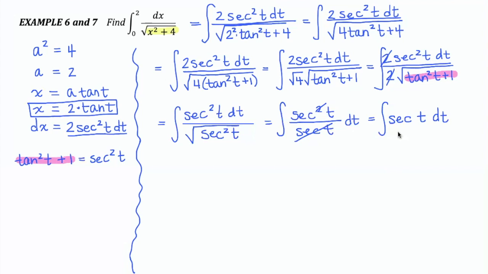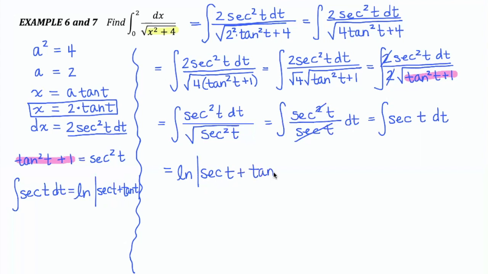This is a basic integral rule you should add to your list of integral rules that you kind of keep handy. Secant of t dt is always equal to the natural log of the absolute value of secant of t plus tangent. So in the very next step then, I'm going to be able to integrate. So I'm now at that point where I have a simplified t integral. I'm going to integrate it as natural log absolute value secant of t plus tangent of t.